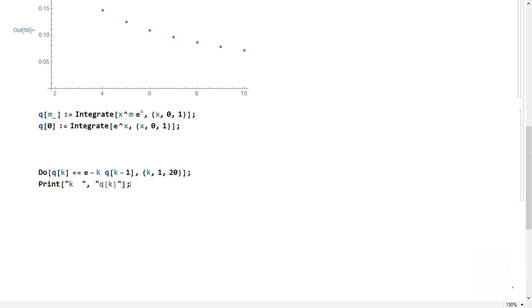This is the thing we want to print, and then we want to form a table. So we type TableForm, and again we type Table, and then we specify one list where we want to have k and q of k, and we specify that k runs from 1 to 20. So let's try to run this whole thing.